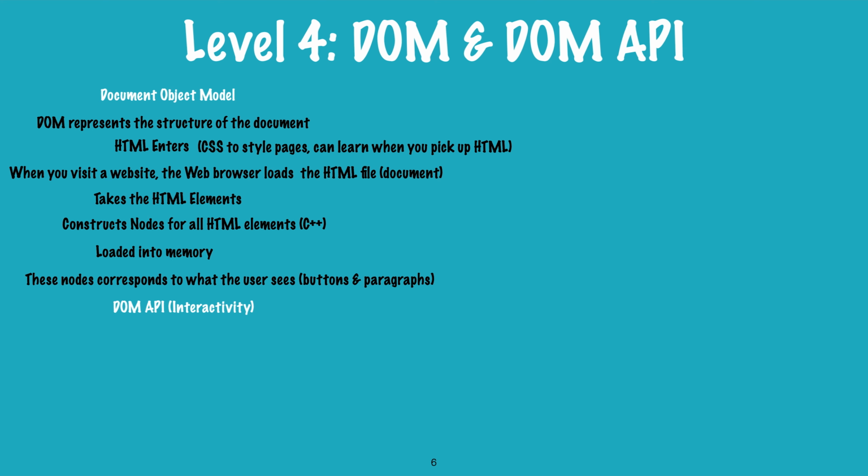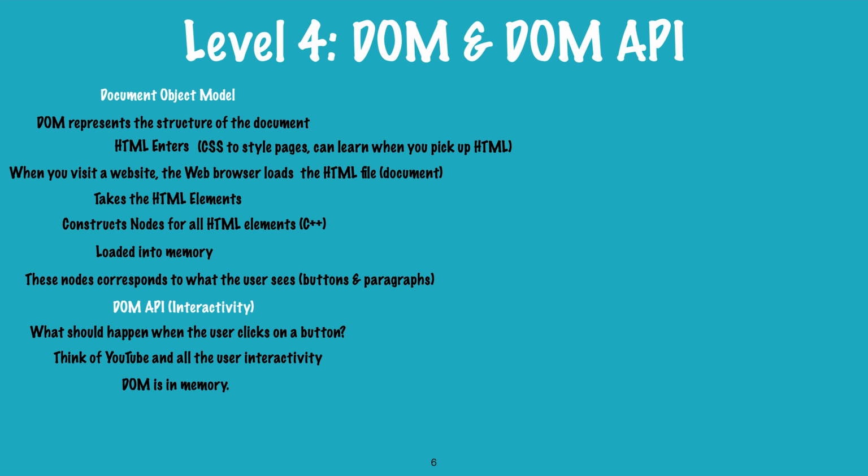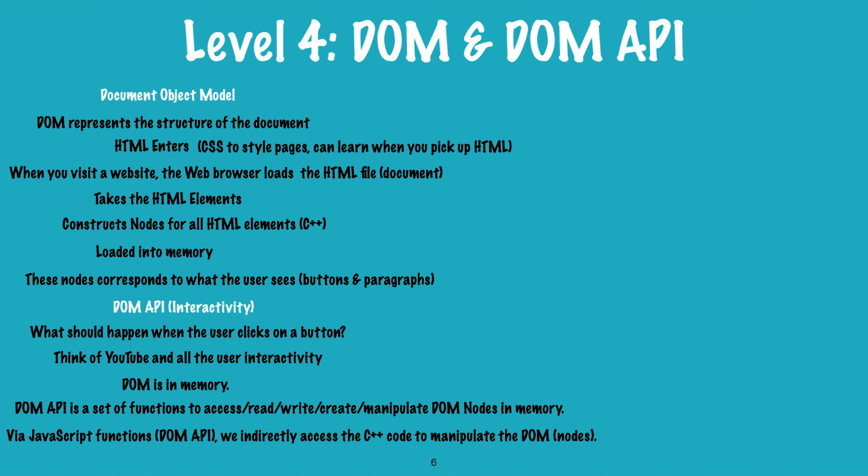And at this point is where we start learning about the DOM API, or user interactivity. So what should happen when the user clicks a button? Think of YouTube and all of the user interactivity. What should happen when the user clicks play or stop? At this point, the DOM is in memory. And so the DOM API is a set of functions to access, read, write, create, and manipulate the DOM nodes in memory. So via JavaScript functions, the DOM API, we indirectly access the C++ code to manipulate the DOM nodes.